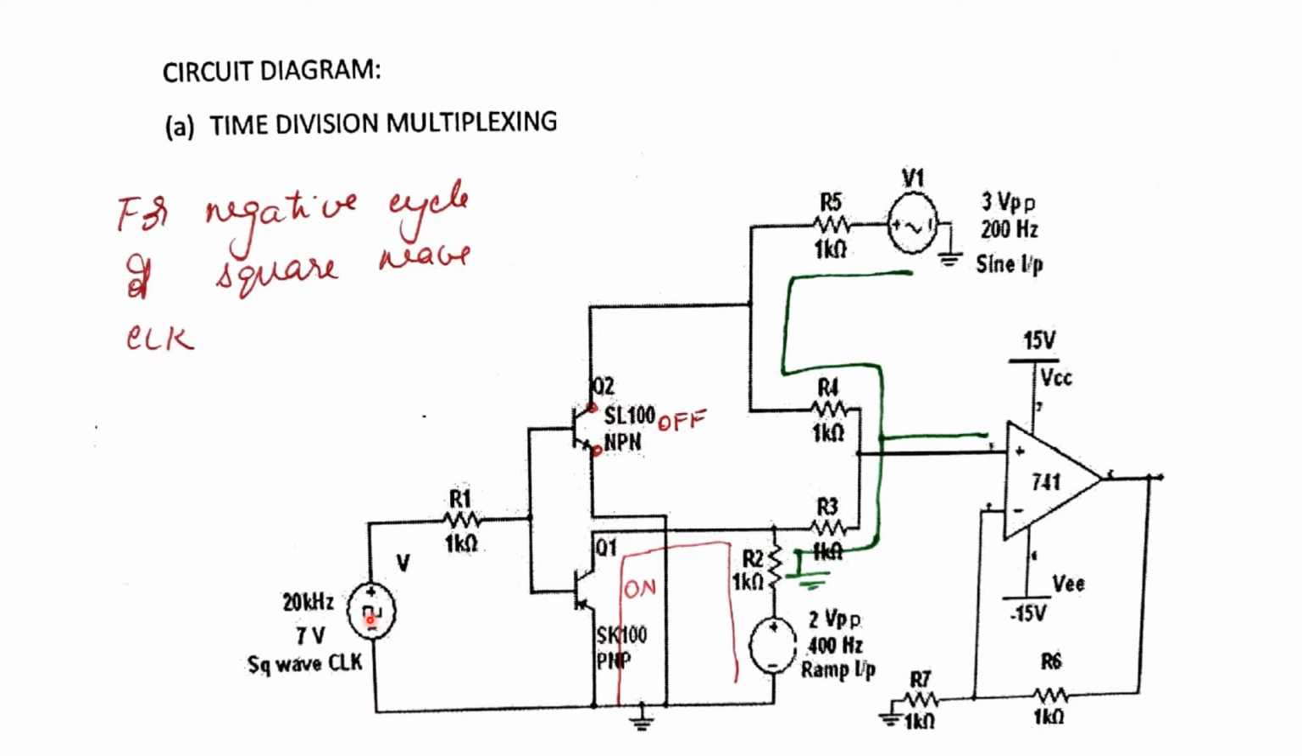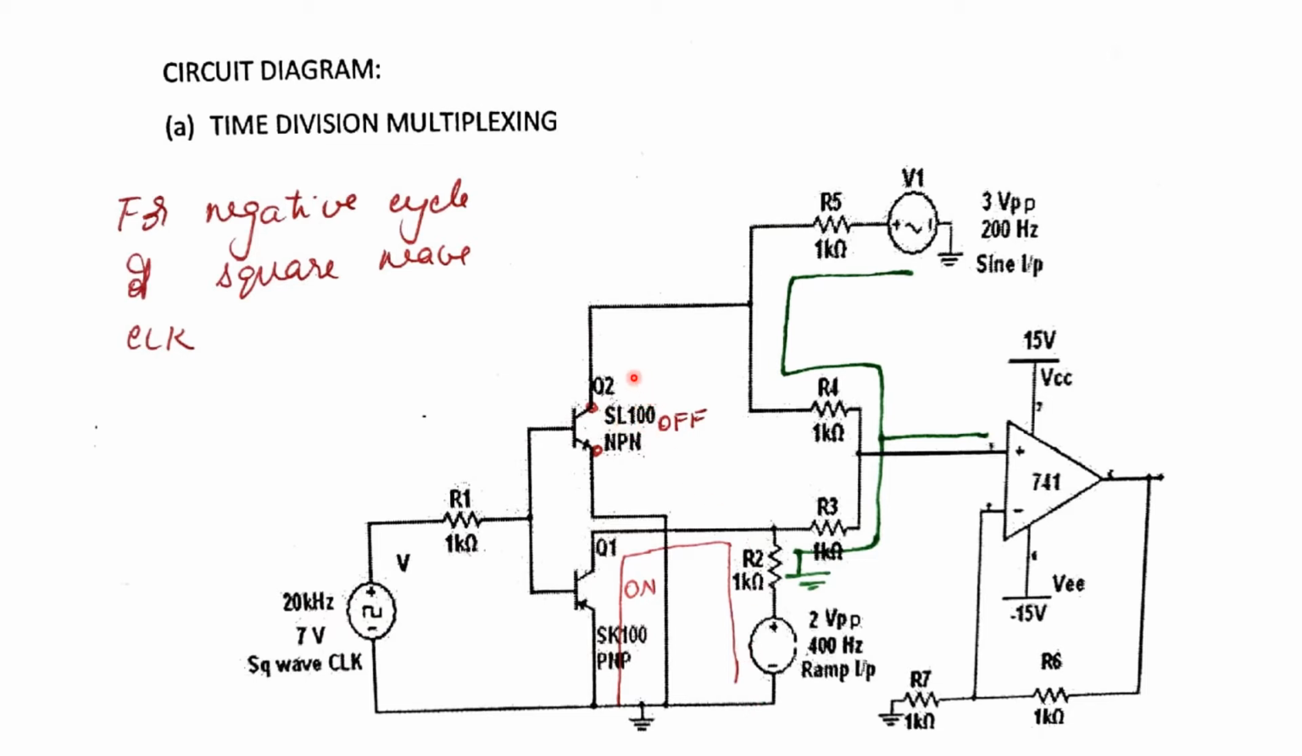Now, for the negative half cycle of the square wave clock, what happens? Here the NPN transistor will be off because of the p-type base, and the PNP transistor will be turned on because of the n-type base. So the SL100 will operate in the cutoff region, and the SK100 PNP transistor will operate in the saturation region. Since this is on, it will act as a short circuit, and this ramp signal will be pulled down to ground. We can see a red line over here which shows the path.